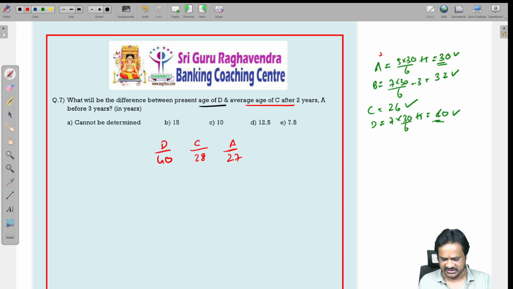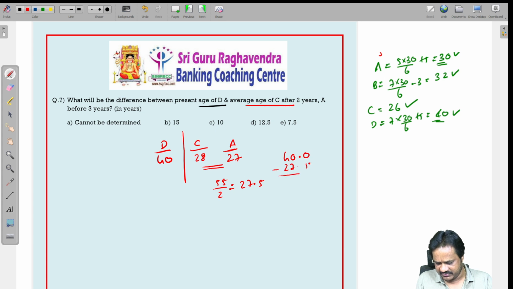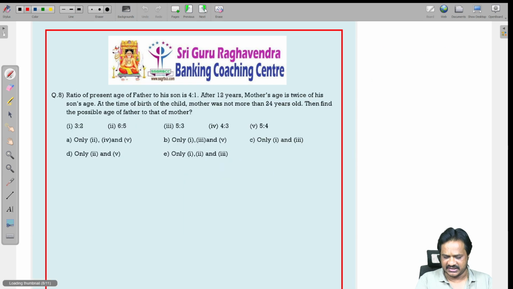So, this is one category. We have to take the average of these two. 28 plus 27, 55. 55 by 2 means 27.5. So, 40 minus 27.5. The answer is 12.5. Option 4 is the correct answer.